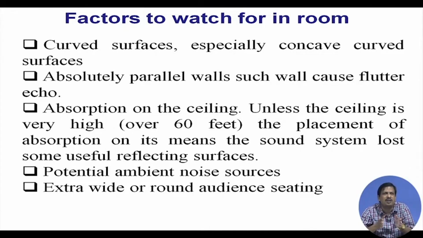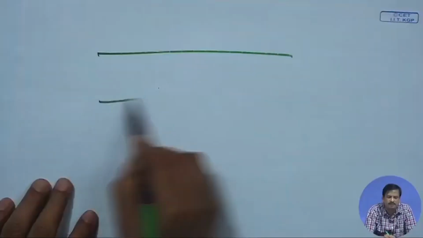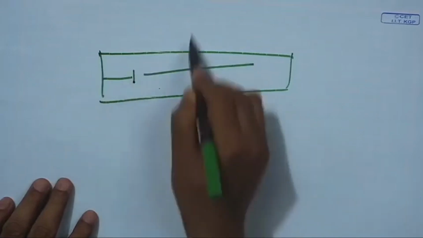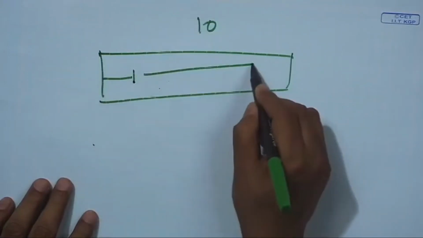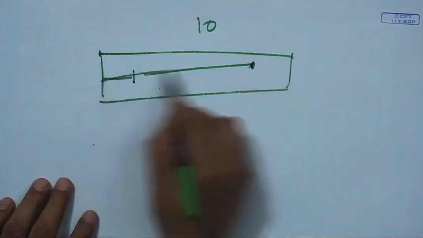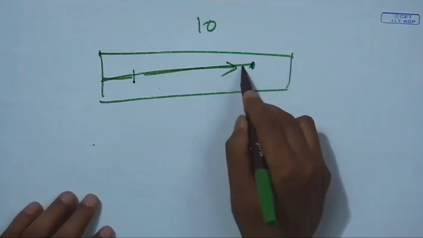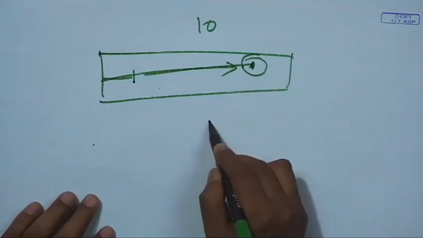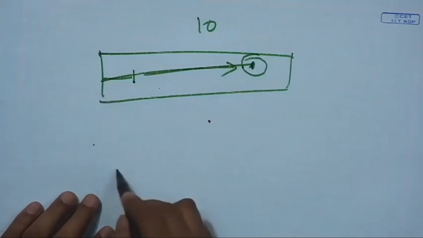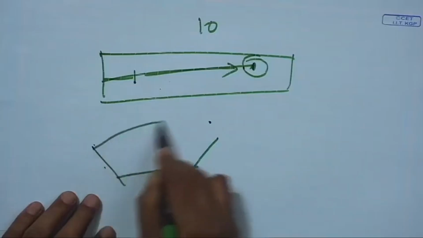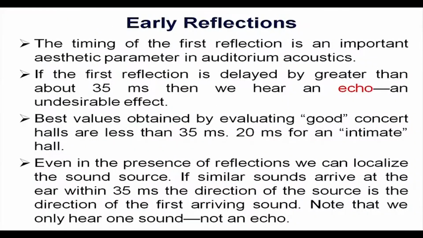So, if I make a hall like this, and the critical distance is this, it may be 10 times the critical distance, which means if some person is sitting here, the direct sound has no intensity. So, he feels only the reverberant sound. So, intelligibility is lost. So, what I said is that if you make an extra wide seating arrangement, extra wide 120 degree, you know that extra wide seating arrangement, then this can be avoided. Okay. Next, early reflection.